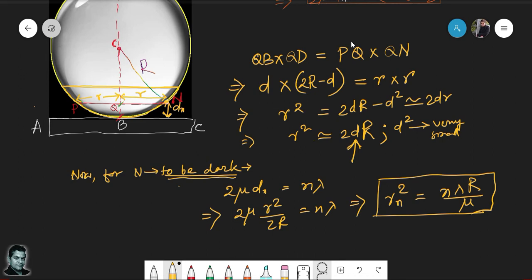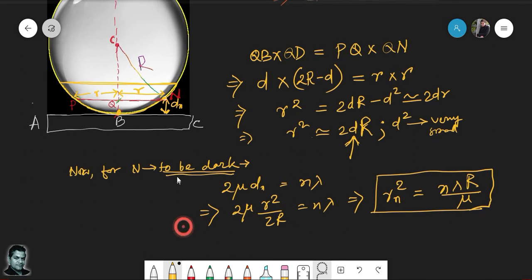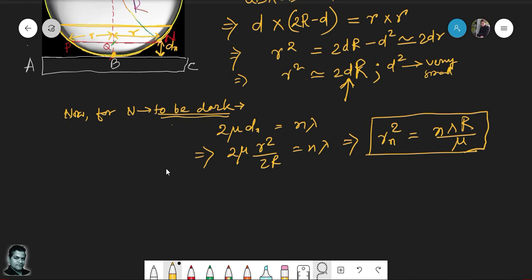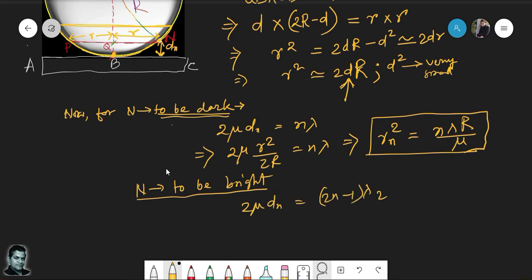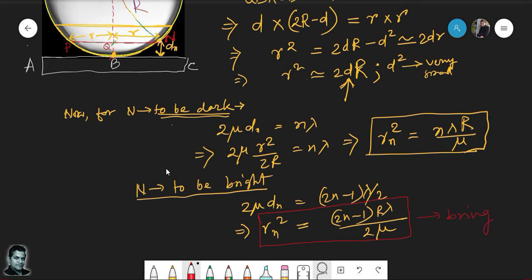That radius is the distance from this point B, which is the point where it is touching the lower surface. Similarly, if this point N is bright, then from the earlier condition we have 2 mu d_n is equal to (2n minus 1) lambda by 2. So from here, you get r_n squared is equal to (2n minus 1) R lambda by 2 mu. So this is the radius of the bright ring. This is the radius of the dark ring.